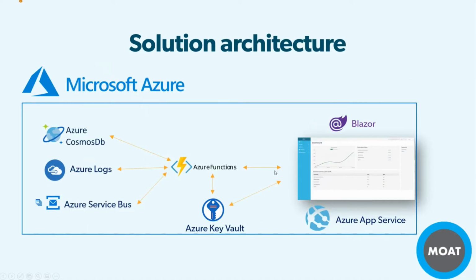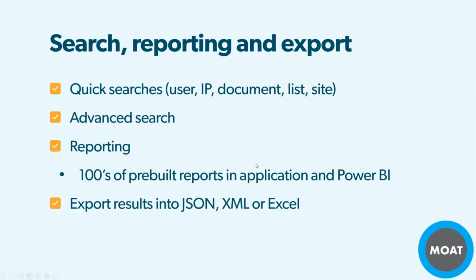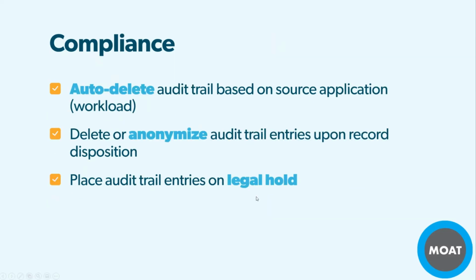So if you're a technical person, this is what the solution architecture is, all the little bits and pieces that come together to create the solution. There's searching, reporting, and exporting. So we can search based off any criteria. There's advanced searching. We have all kinds of cool reports that we can do. And you can export that content. So if you have a suspicious document that was ransomwared, or you want to see who deleted something, you can pull the information out and then take action on that.